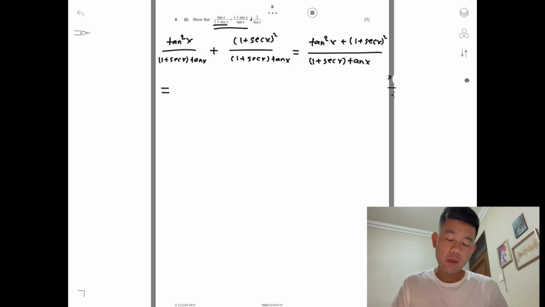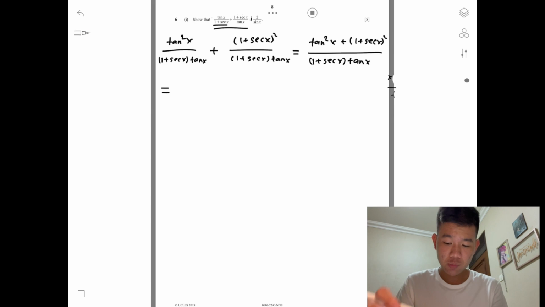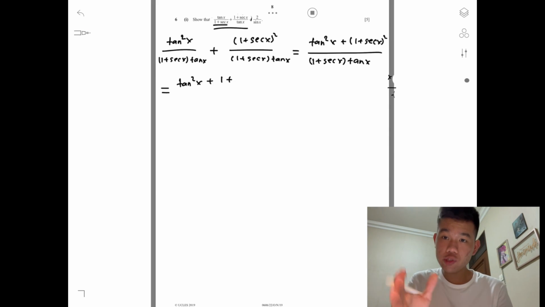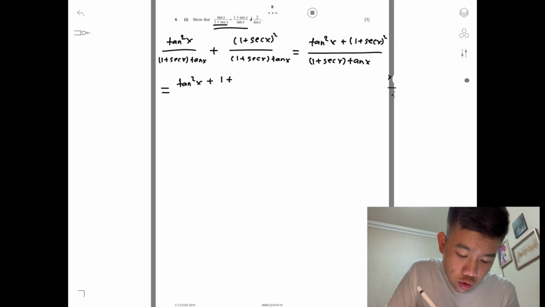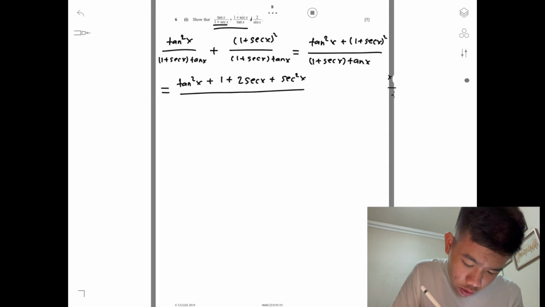Okay, next. Since we have a quadratic in brackets, in the power of 2, we just need to expand this. I think that expanding is quite easier and I think that's the right thing to do. Tan squared x plus normal quadratic expansion, so a squared plus 2ab plus b squared: 1 plus 2 sec x plus sec squared x over the denominator 1 plus sec x times tan x.